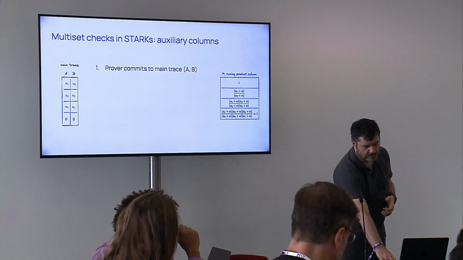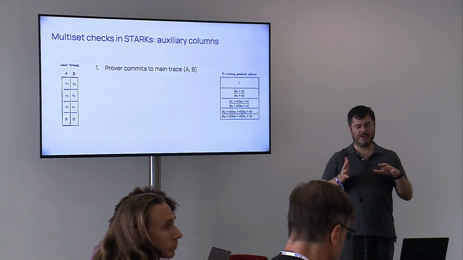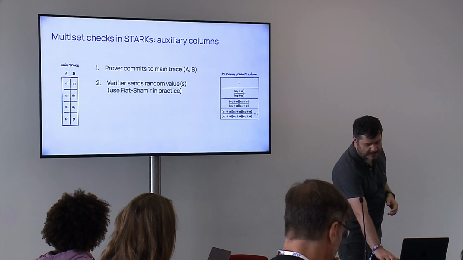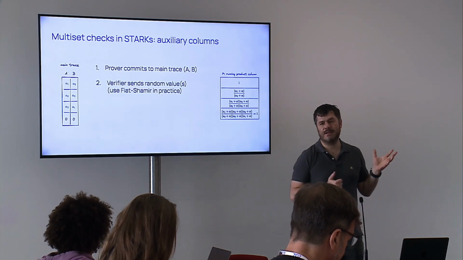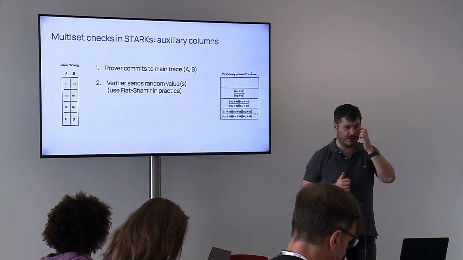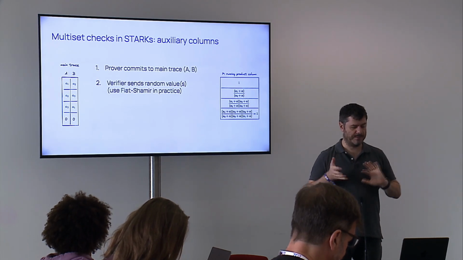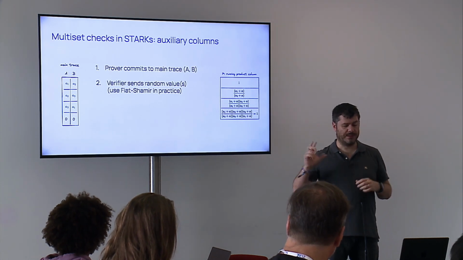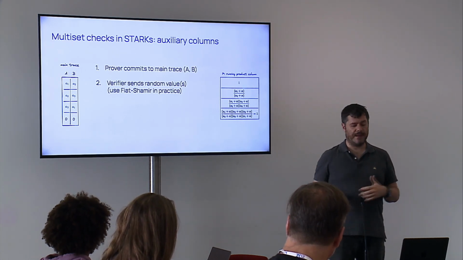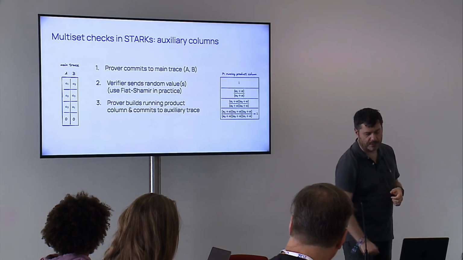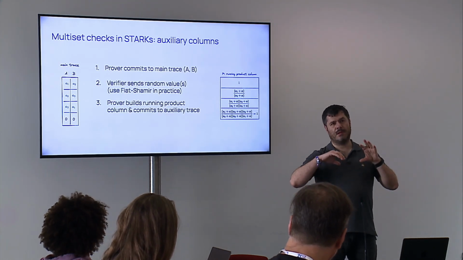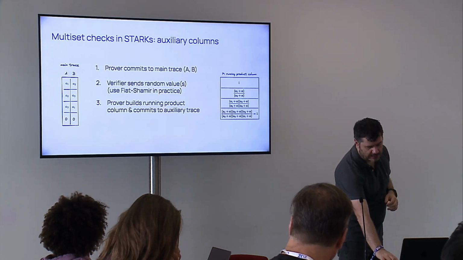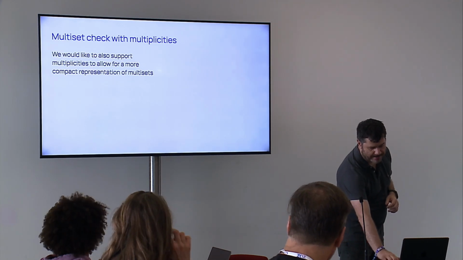And so the flow is usually: the prover commits to the values that they want to multi-set check in the main trace. Then the verifier sends the randomness. Usually this is done via the Fiat-Shamir transformation in practice, where we go from an interactive to a non-interactive protocol, but you basically get this random value alpha. This random value alpha is then used to compute this auxiliary column, which gets added to the auxiliary trace, and we get our multi-set checks.